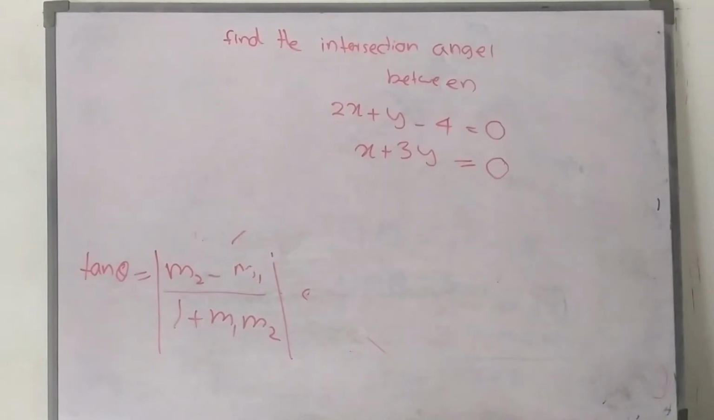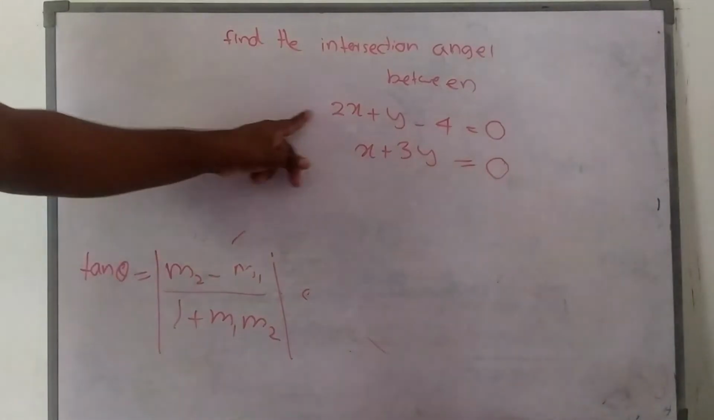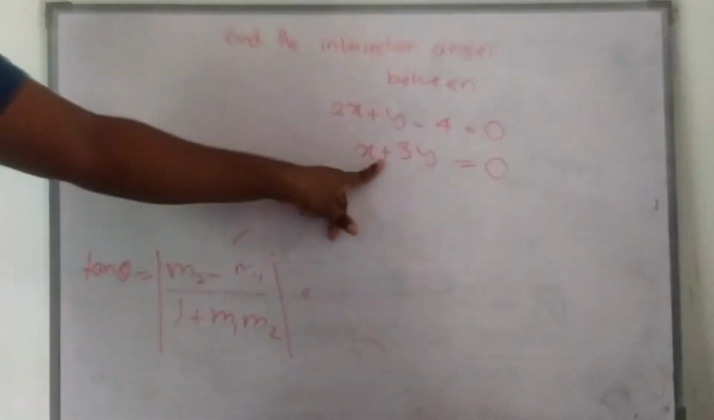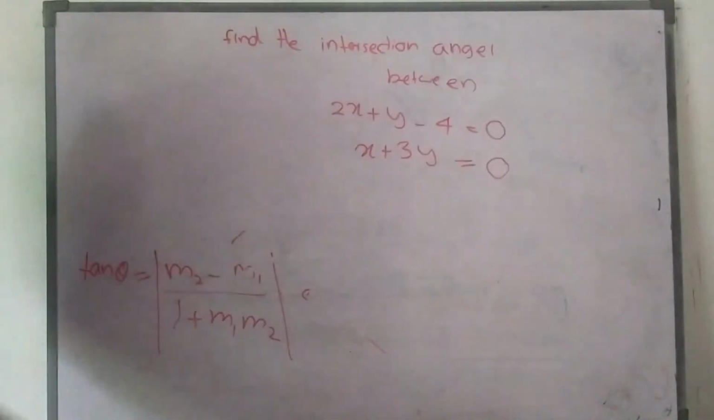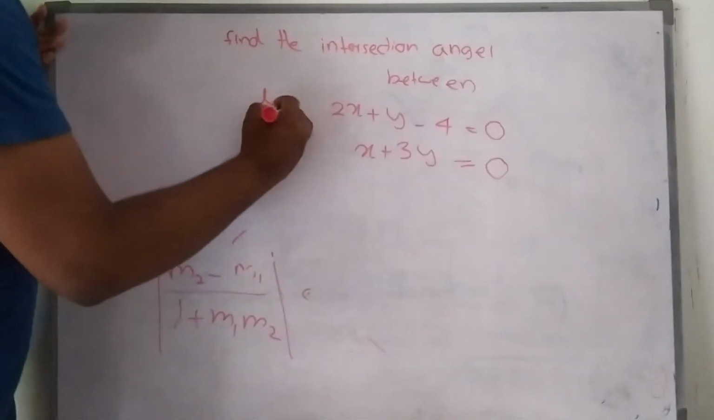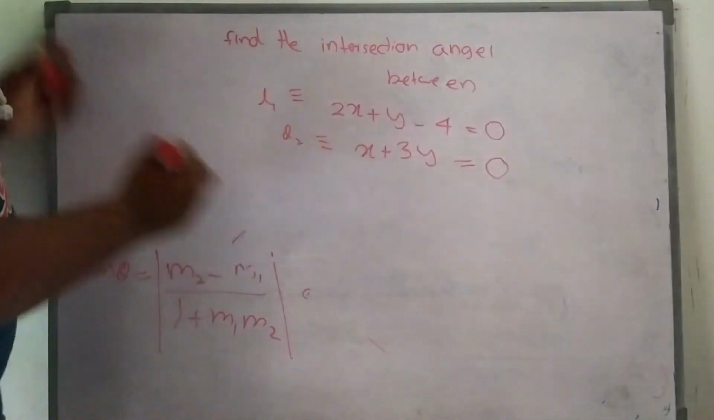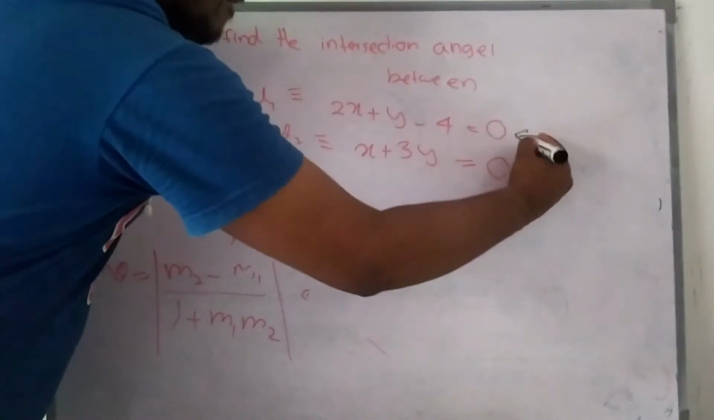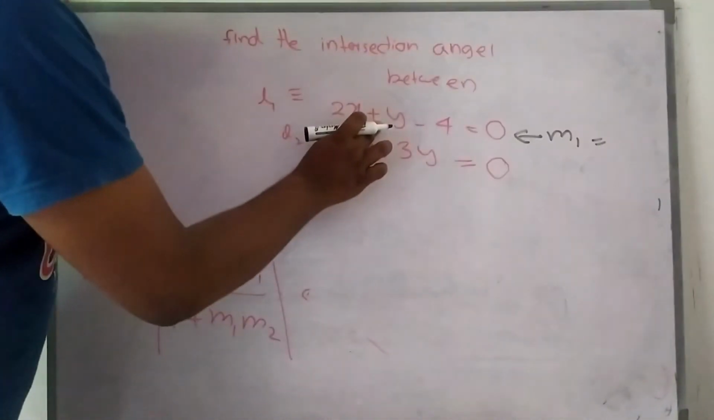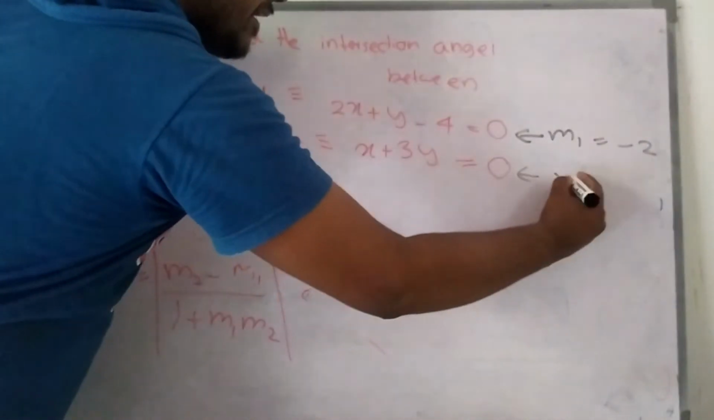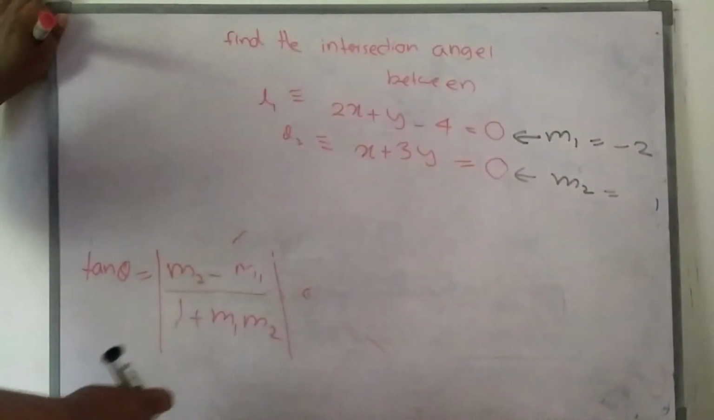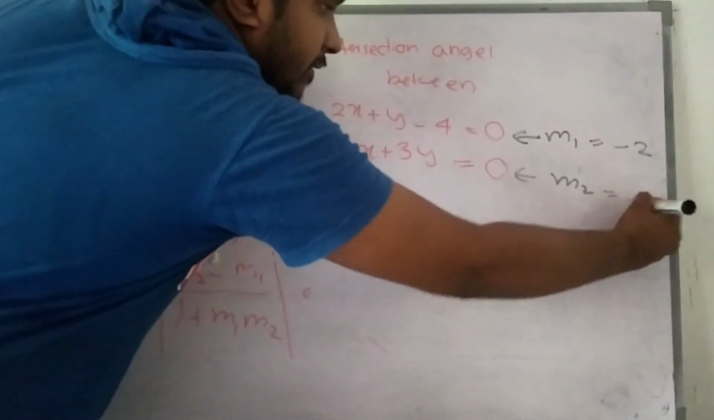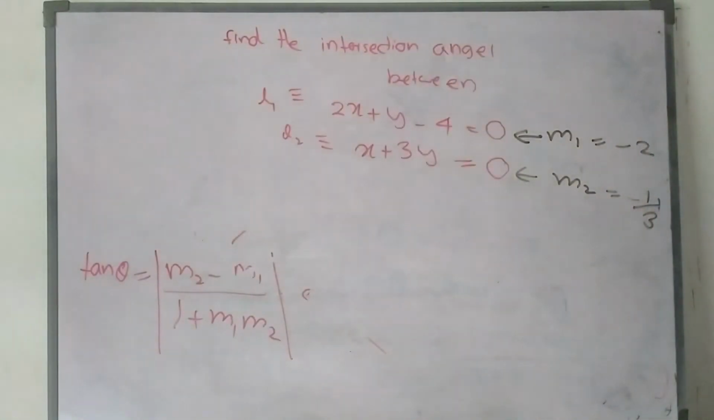Okay, let's discuss an example. This is my example: 2x minus y plus 1 equals 0 and 4x plus 3y equals 0. Find the intersection angle between these two straight lines. So I assume this is L1 and this is L2. What is the gradient of these two straight lines? This gradient M1 will be minus 2, and this gradient M2 will be minus 1 over 3. So these are the gradients, and I just need to find the angle.